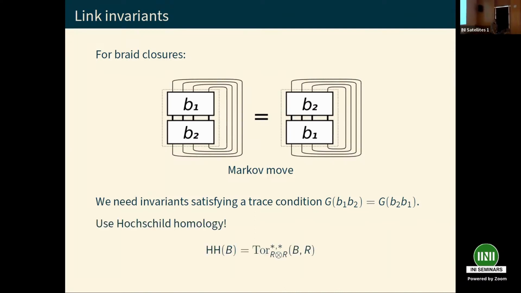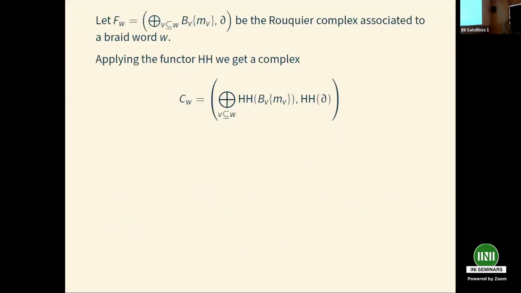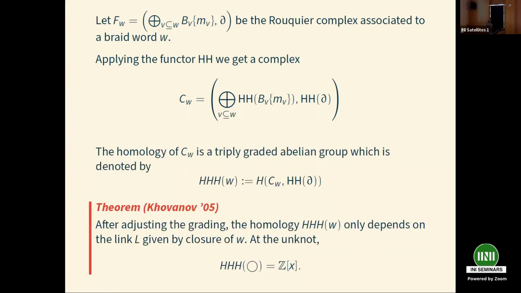So what Khovanov did was look at these Rouquier complexes and use Hochschild homology. This is like the derived trace. This is something that by design satisfies trace conditions. So we already mentioned our cubical Rouquier complex. And what we're going to do is take Hochschild homology at each spot. At each spot, we have this nice Soergel bimodule, take Hochschild homology of it. This should be invariant under Markov moves by design. And then you also have a differential, which is induced also by the functoriality of the Hochschild homology.